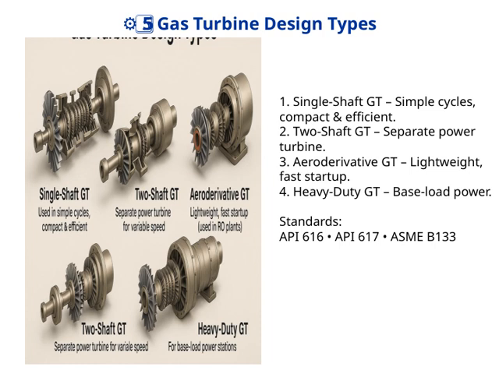Lastly, it's important to remember that these designs adhere to strict standards like API 616, API 617, and ASME B133. These standards ensure safety, reliability, and performance across different turbine types and applications. Understanding these different design types helps us select the right turbine for each specific energy need, aligning with our overall goal of efficient and reliable power generation.